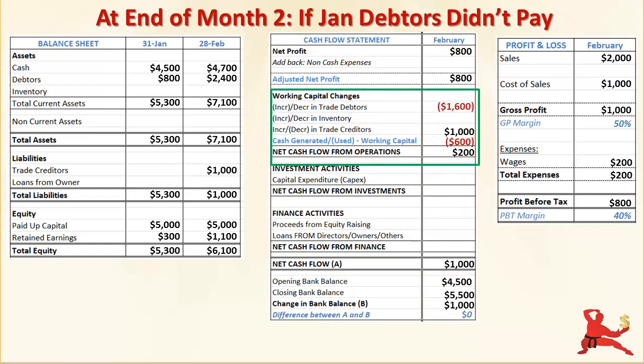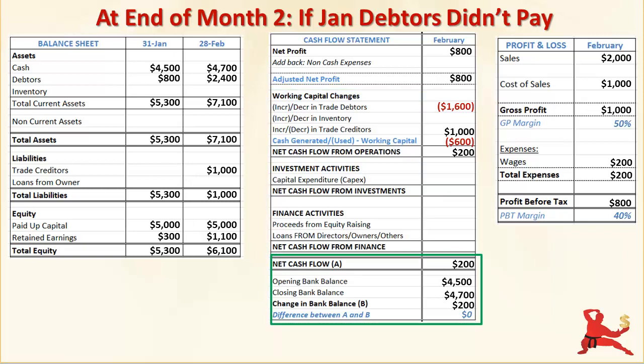Your business now has an additional $1,600 tied up in trade debtors instead of $800 in the previous example. Instead of working capital throwing off cash, it now chews up cash of $600. So you end up with net cash flow from operations of only $200. And that's your net cash flow for the month, which is why you only have a $200 increase in cash despite the good trading month.